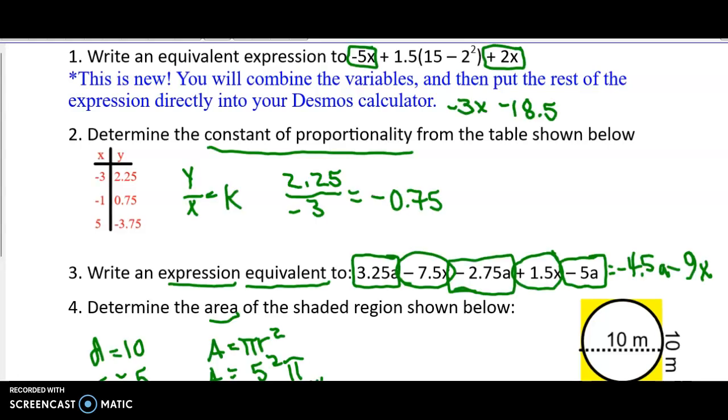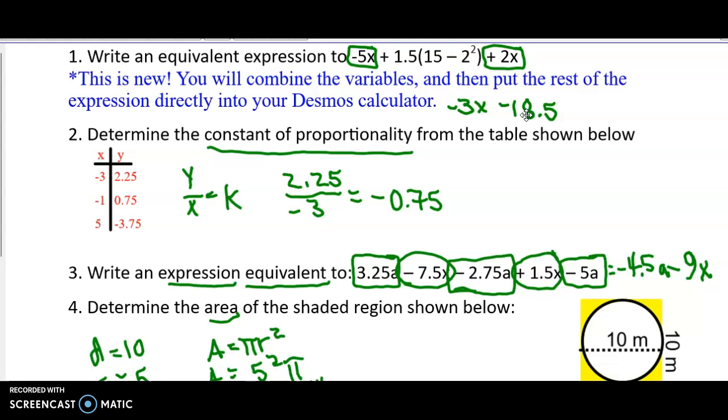Alright, for question number 1, write an equivalent expression to negative 5x plus 1.5 times (15 minus 2) squared plus 2x. You can see that the x's have been added, and I wound up with a negative 3x. Then if you take your calculator, put 1.5 times (15 minus 2) squared, you'll wind up with a final answer of negative 18.5.